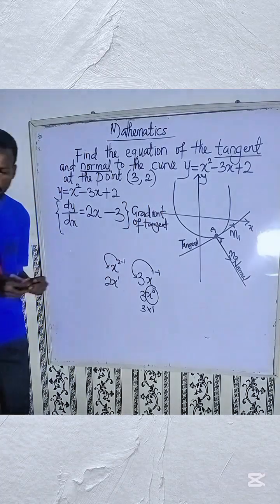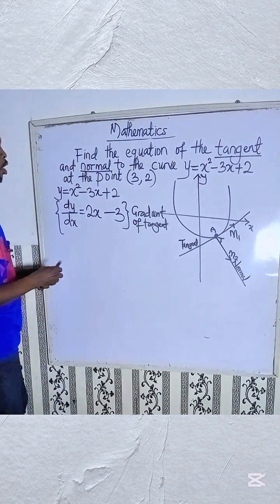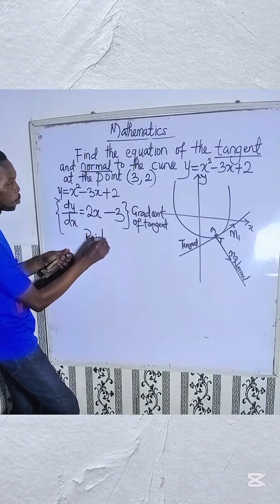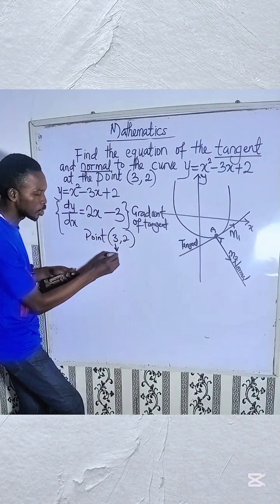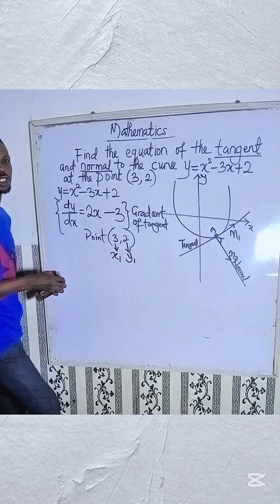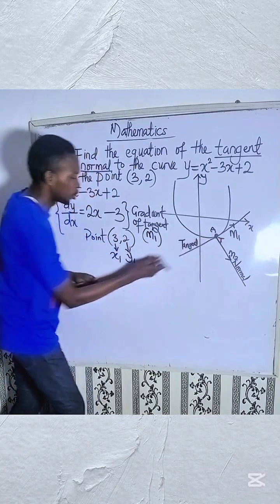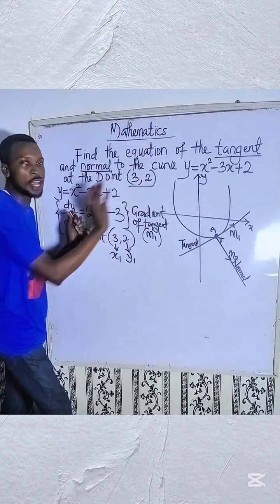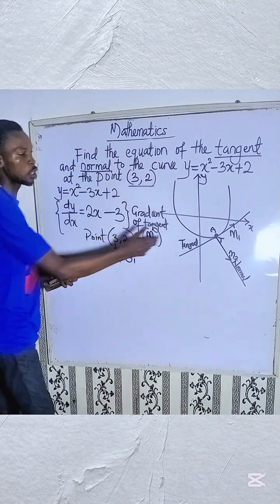You first find the gradient of the tangent. Alright, so what is the next step now? If you check the question, you have been given the point (3, 2). This 3 here represents x1, and the 2 here represents y1. So these are the things you need. You need the gradient of the tangent, that is m1. They have given us the point in the question already, so you don't need to calculate anything else. Now, what is the formula to calculate the equation of a tangent?